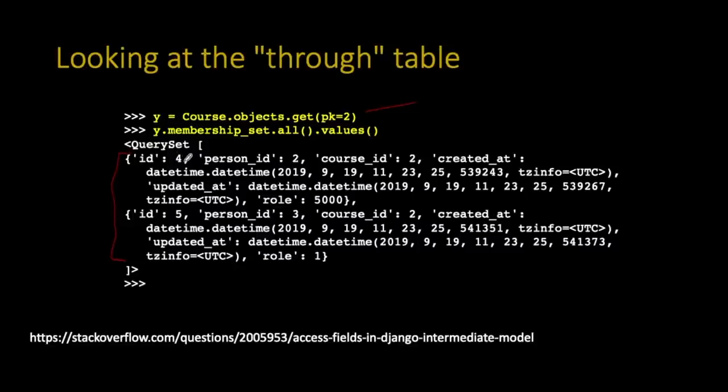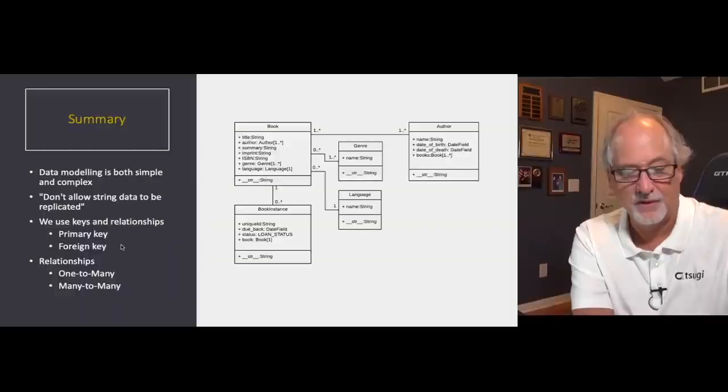So we see them all. We see person ID 2, course ID 2, the created date, the updated date. Those are automatically put in there. Remember we talked about them? You just say auto add equals now and auto update equals now. But you also see the role value, so we can read the role value. So this is the way we see, oh, we're in this course, and now we see who's in this course, and are they a teacher or are they a learner? And so we can dig into the through table using this kind of syntax.